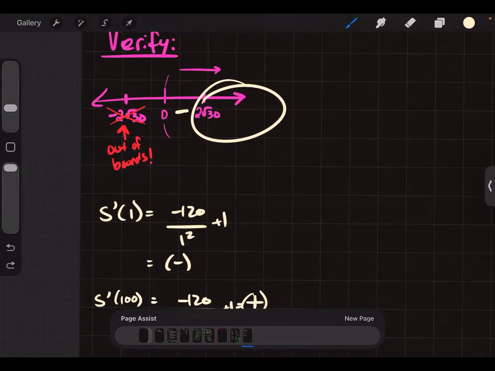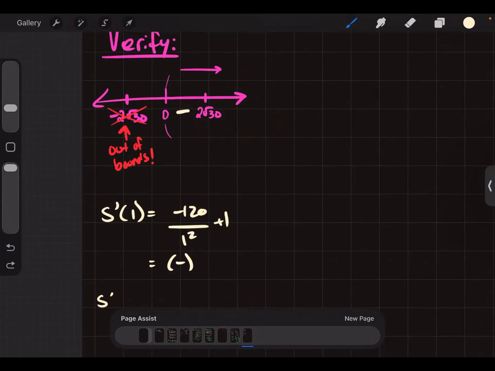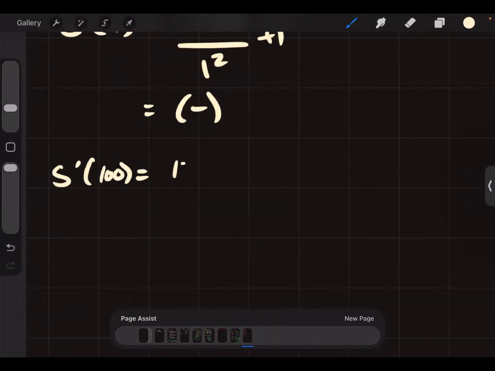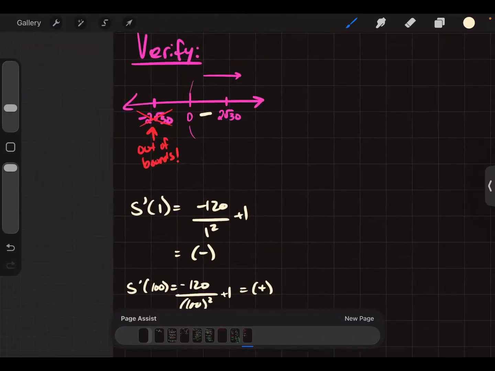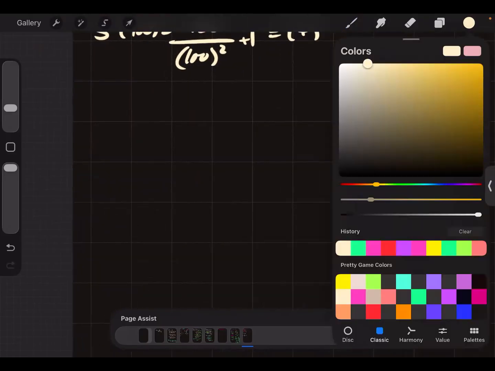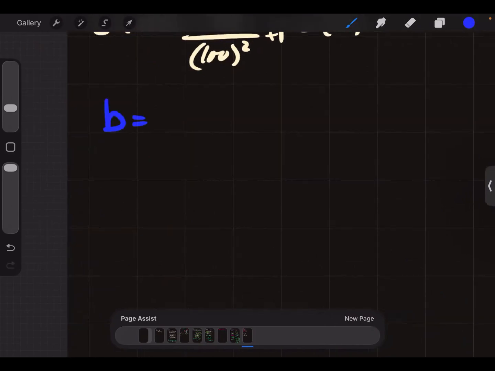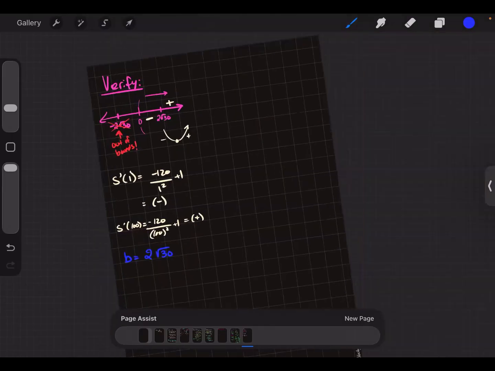Oh no, I circled and forgot to get rid of the t. Oh, there we go. Yeah, so positive. So this is going to go like that. It's 0 as a rate of change, and then shoot back up. That is in fact a min. So we know that b is equal to 2 root 30. Okay?